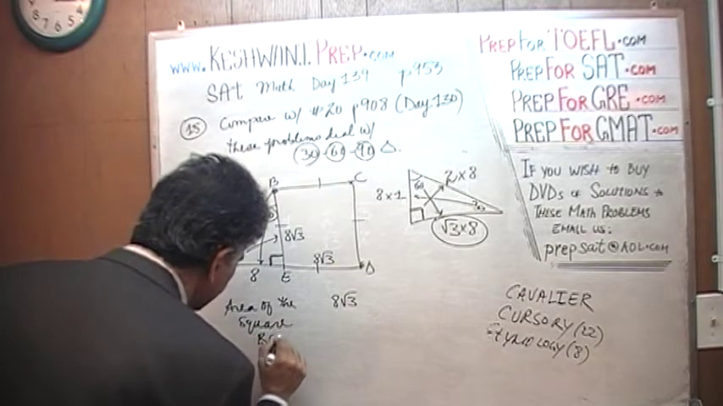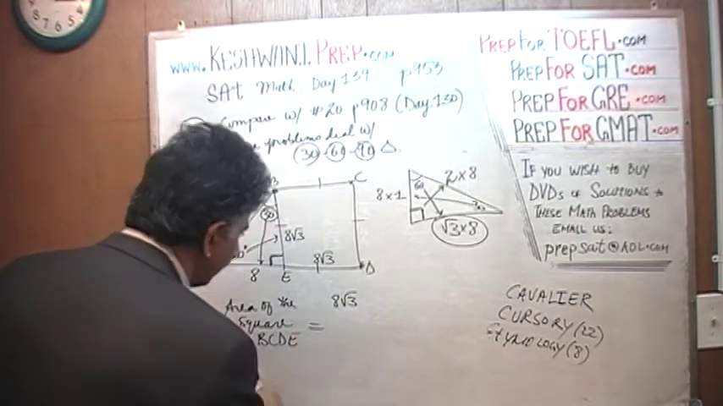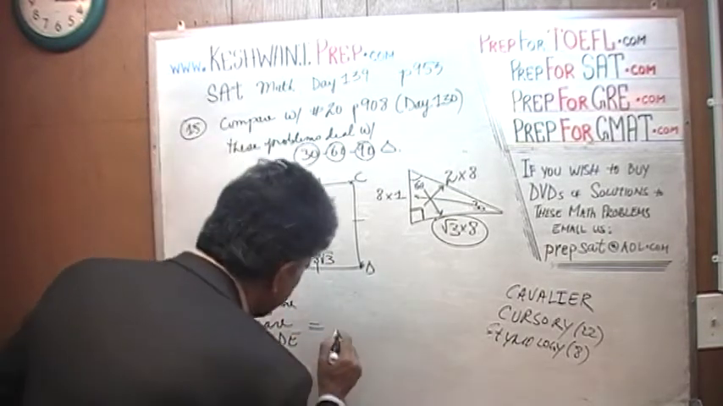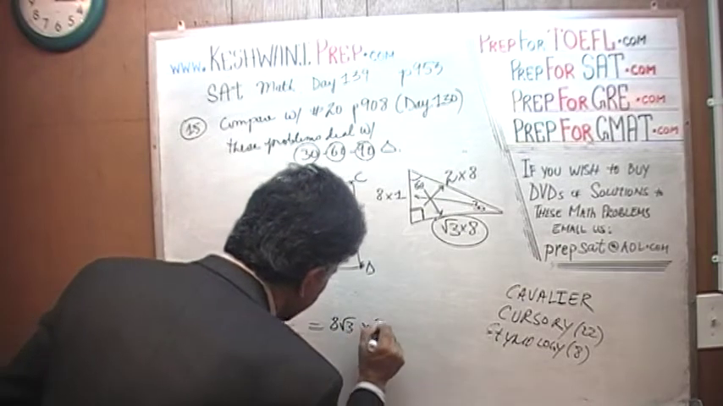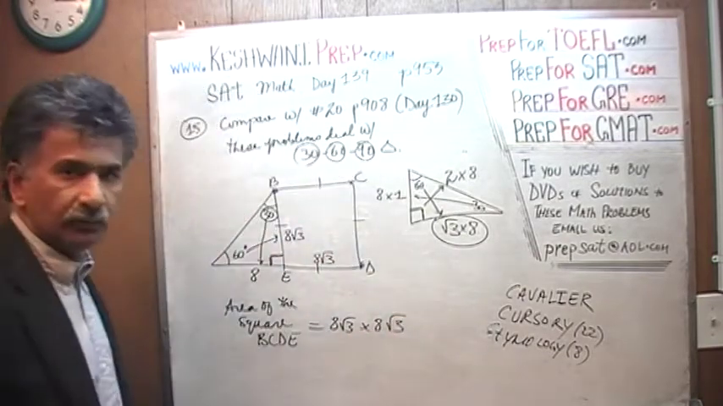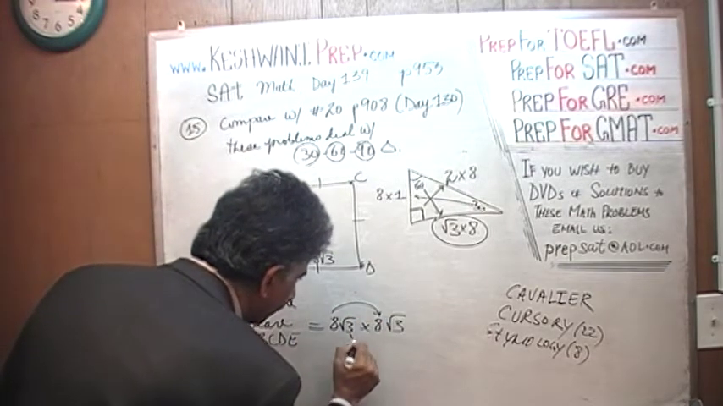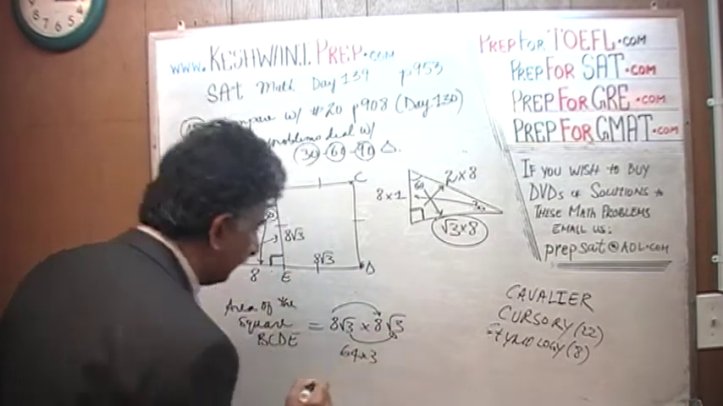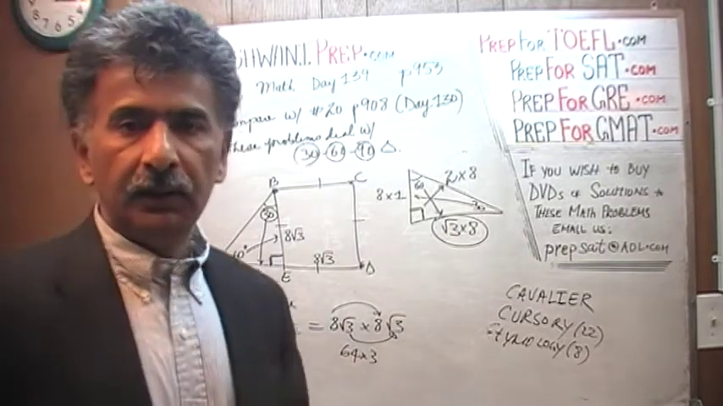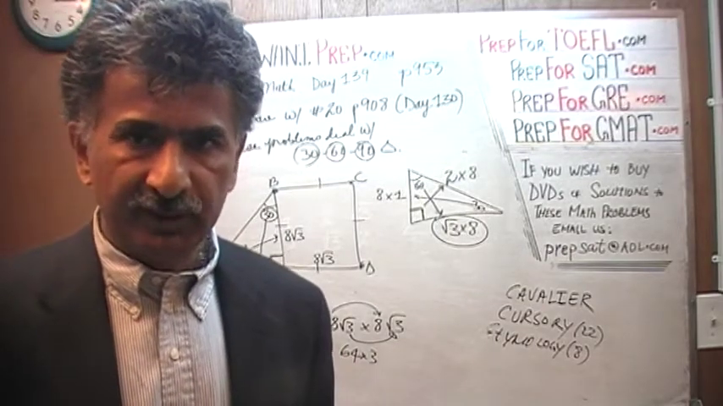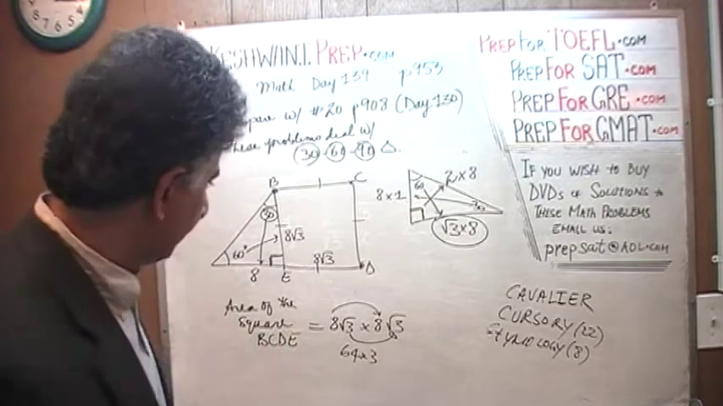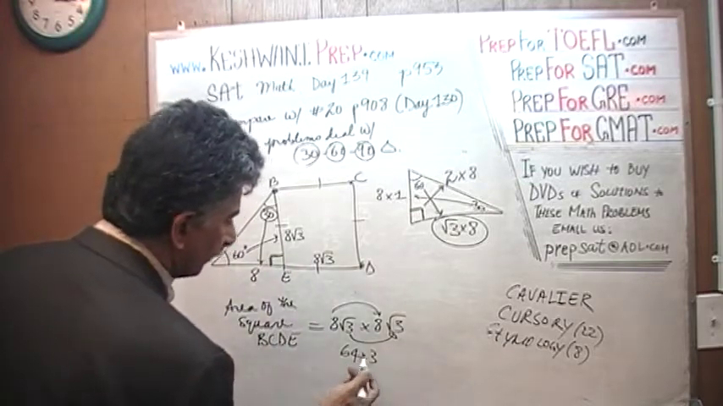BCDE is simply equal to 8 times root 3 times 8 times root 3. 8 times 8 is 64, and root 3 times root 3 is 3, and that's it, we're done. 64 times 3 we know is 192. You see, we're doing this part here. 64 times 3, let's do it here.